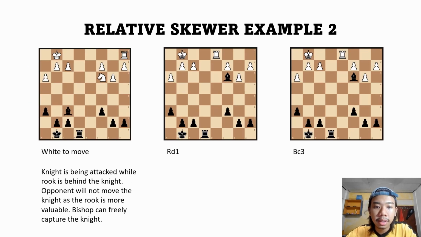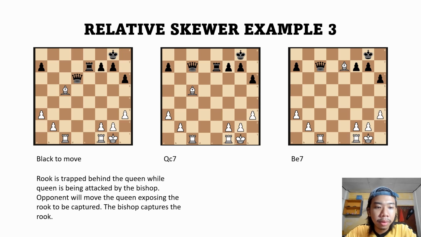This is the second example of a relative skewer. As you can see on the board, the black bishop is in line with the white knight and the white rook. So the opponent will not move the knight as the rook is more valuable. Therefore, the bishop can freely capture the knight.